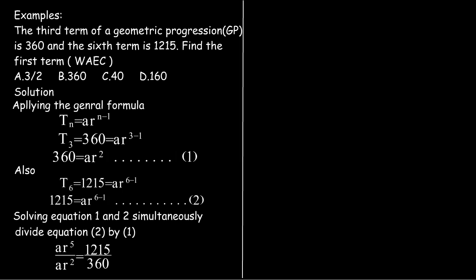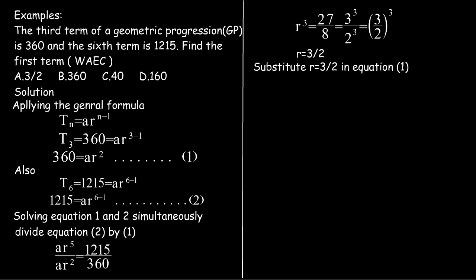So dividing, r cubed is equal to 27 over 8, which is also equal to 3 cubed divided by 2 cubed, which we can write in the form 3 over 2 in bracket to the power of 3. As you can see, we can find the cube root of both sides, and r will be equal to 3 over 2, or you can easily just equate r to be equal to 3 over 2 by comparison. Now substitute r equals 3 over 2 into equation 1. It becomes 360 is equal to a in bracket 3 divided by 2 to the power of 2.